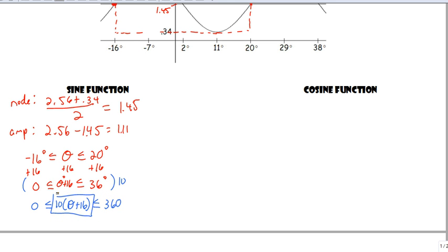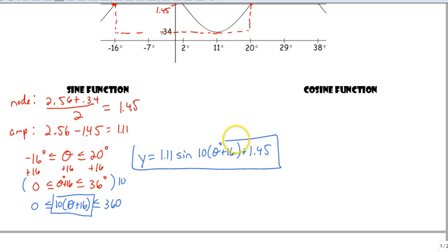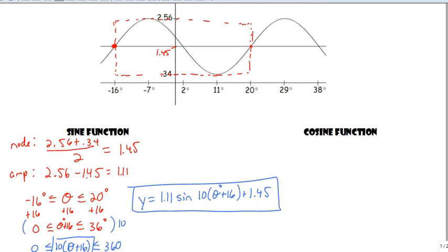And now I can just write the equation. My equation for this graph, and please write an equation, y equals my positive amplitude of 1.11, and it's positive because I defined it as going up, sine of 10 times theta plus 16, and then the node line is at 1.45. And there you go. We just came up with the equation that would give us that graph just by working backwards. Cosine is the exact same thing except for basically a phase shift difference.